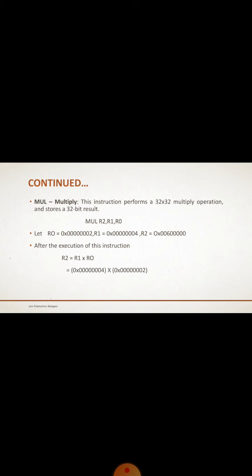MUL R2, R1, R0. Let R0 be equal to 0x00000002, R1 equal to 0x00000004, and R2 equal to 0x600. After execution of this instruction, R2 will be equal to R1 times R0. So, after multiplying R1 by R0, we get R2 as 0x00000008.